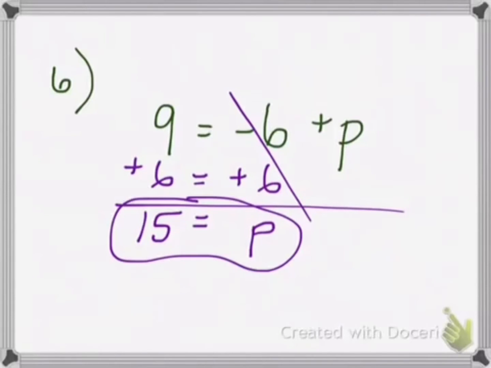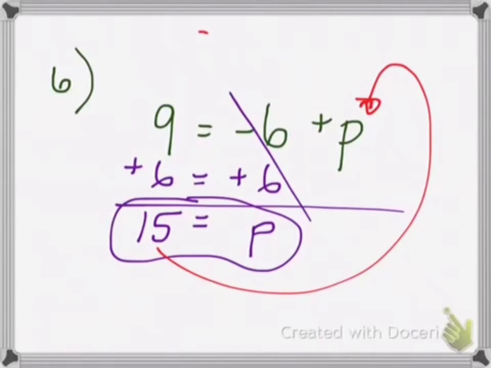And then just to show you how to do a quick check, you can take whatever value you get for the variable and just plug it back in. So to do a quick check, I can do 9 equals -6 plus 15. And then if I get a true statement, then I know my value is true. So let me erase this real quick.